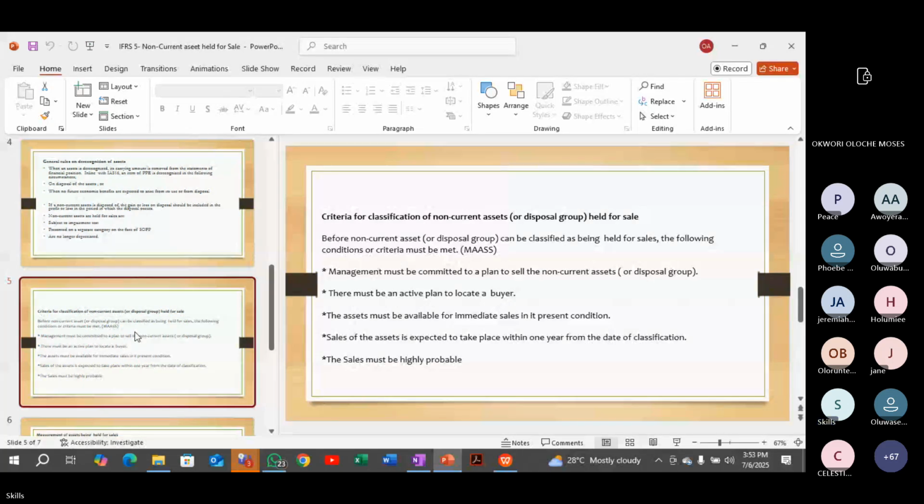At the end of the class, I'm going to ask you what MASS is. I'm testing everybody's understanding, or maybe if you are following me. So now we have the acronym MASS. The M stands for management must be committed to a plan to sell the non-current asset.